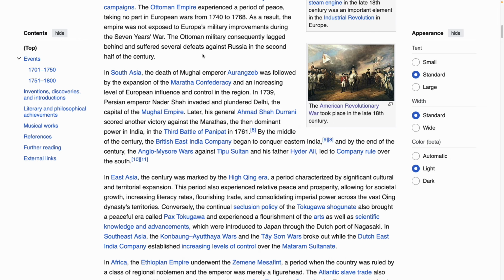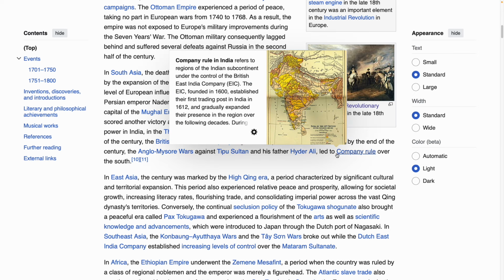In South Asia, the death of Mughal Emperor Aurangzeb was followed by the expansion of the Maratha Confederacy and increased level of European influence and control in the region. In 1739, Persian Emperor Nader Shah invaded and plundered Delhi, the capital of the Mughal Empire. Later, his general Ahmed Shah Durrani scored another victory against the Marathas, then dominant power in India, in the Third Battle of Panipat. By the middle of the century, the British East India Company began to conquer eastern India. By the end of the century, the Anglo-Mysore Wars against Tipu Sultan and his father Hyder Ali led to company rule over the south.